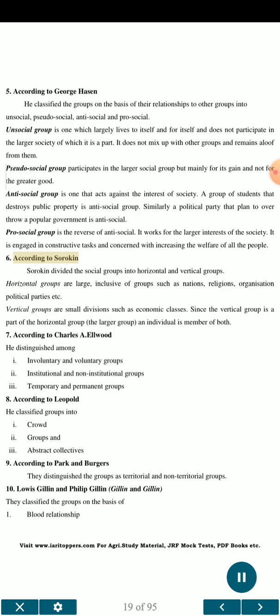6. According to Sorokin. Sorokin divided the social groups into horizontal and vertical groups. Horizontal groups are large, inclusive groups such as nations, religions, organizations, political parties etc. Vertical groups are small divisions such as economic classes. Since the vertical group is a part of the horizontal group, the larger group, an individual is member of both.